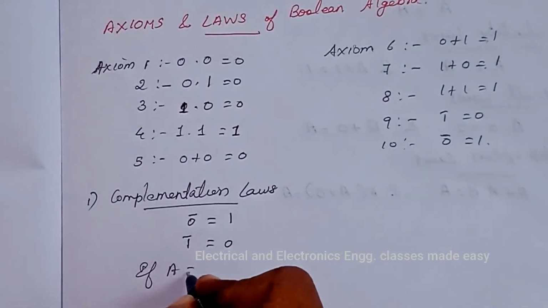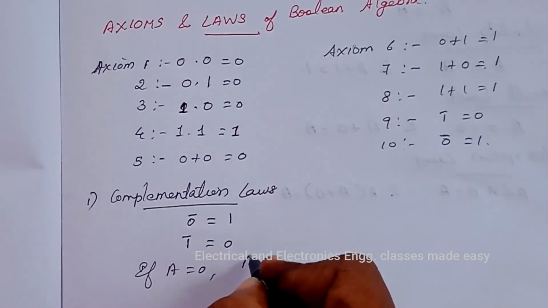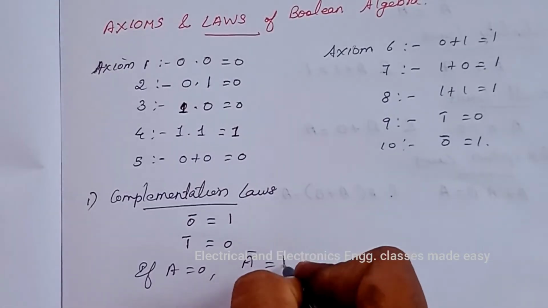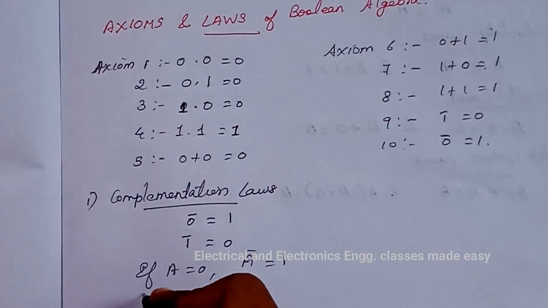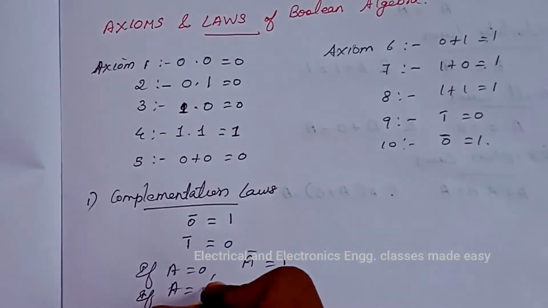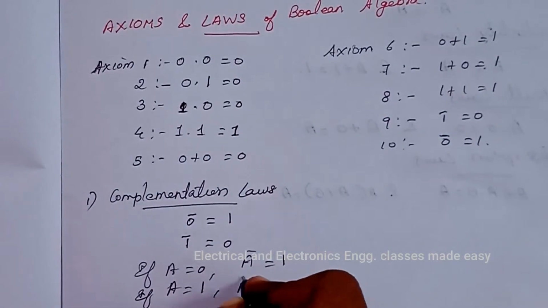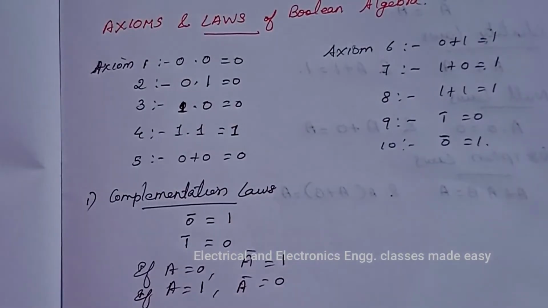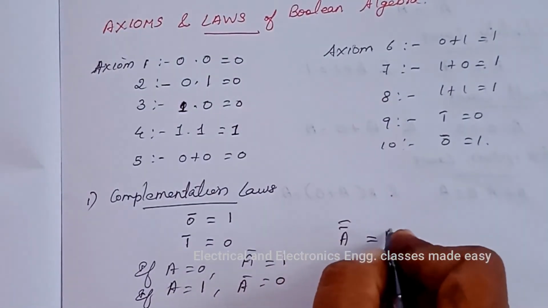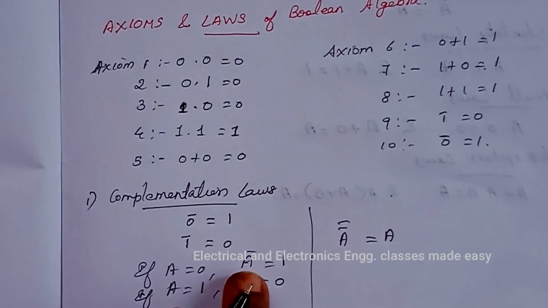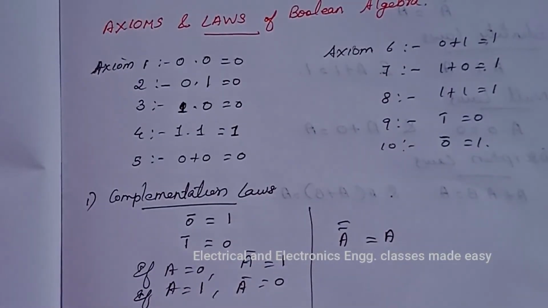If A is equal to 0, then A bar equal to 1. And if A equal to 1, then A bar equal to 0. And also A double bar equal to A. So these are the complementation laws.